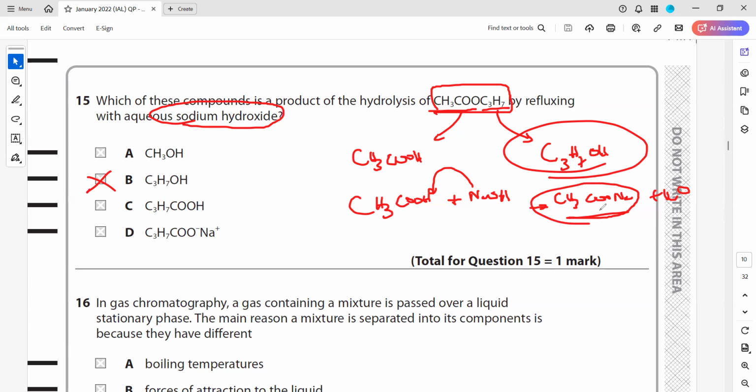Because when we do hydrolysis, we break down the ester into acid and alcohol. But because it's a base hydrolysis, the ethanoic acid which is formed will react with the sodium hydroxide to produce sodium ethanoate.